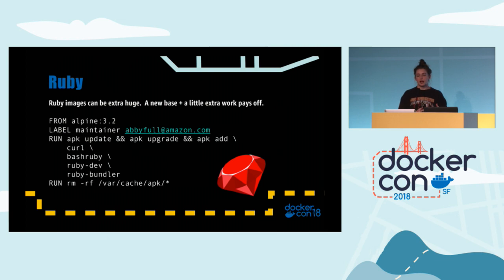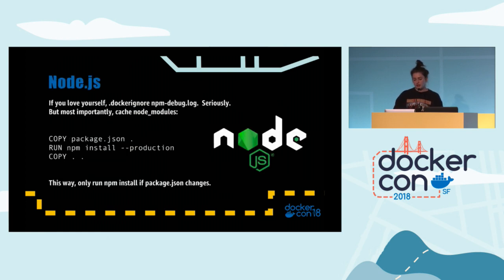Using a new base for Ruby can pay off quite a bit for you, but it does lead to quite a bit more work. So you'll have to install a lot of the dependency gems that help you run the gems that you need. So there's an example, and you can see that I'm using APK from Alpine, and I had to install some of those Ruby dev packages that otherwise I might have access to already.